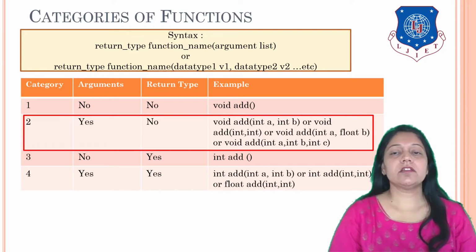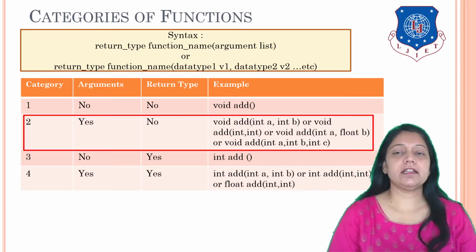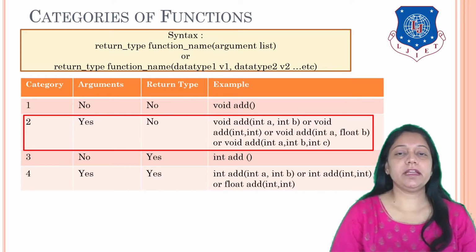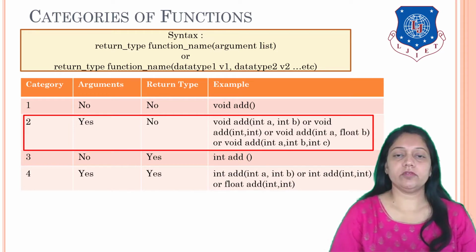The second one is you can also write a declaration of such type of function as void add bracket integer comma integer. No need to specify the name of the variable during declarations of the second category of the function. The third one is void add bracket integer a comma float b. It means I have two arguments here, but one is integer and another is float. And the last example is void add integer a comma integer b comma integer c. It means that the function has arguments, and how many arguments are there? A total of 3 arguments are present. Everywhere the return type should be void for the second category of the function.